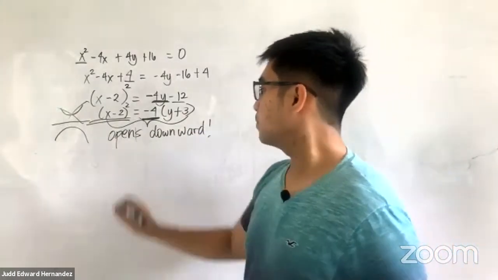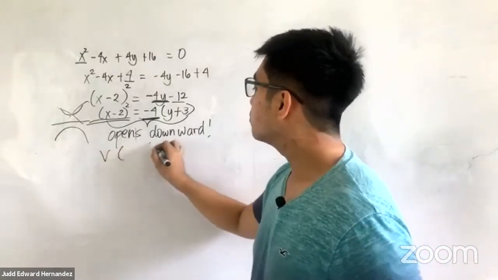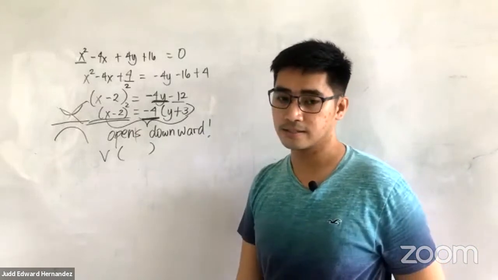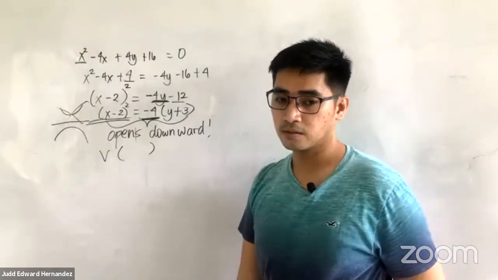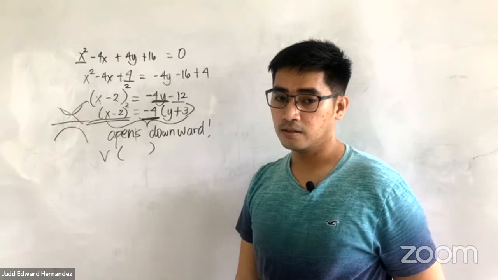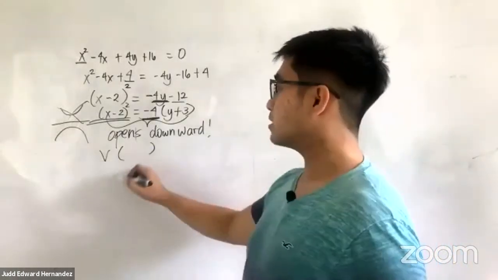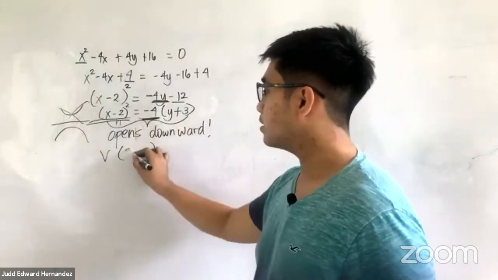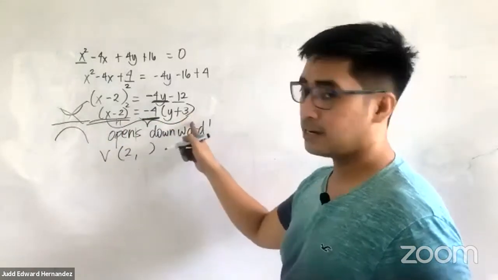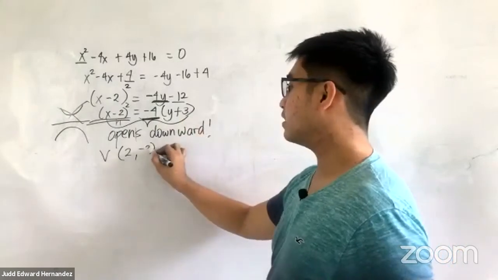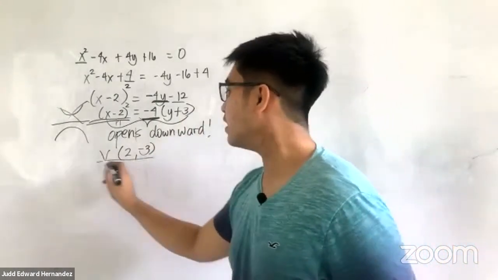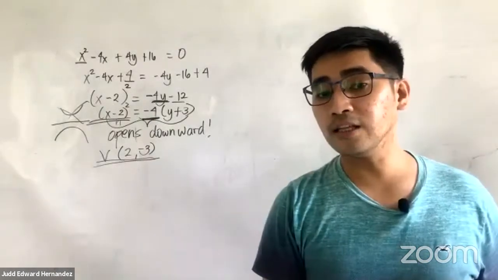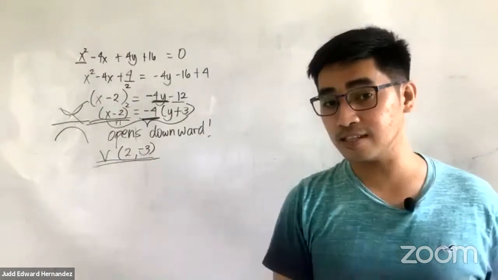Okay. So, we're now ready to locate the vertex. At asan daw yung vertex? 2 and negative 3. H, K. Okay. Asaan ba yung h natin? This is our h. And that is what? Positive 2. And where is the K? Negative 3. Okay. So since this is the vertex, we're now ready to solve for the value of C. Tama ba?